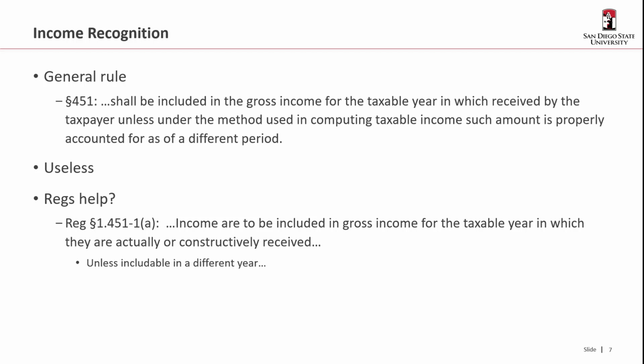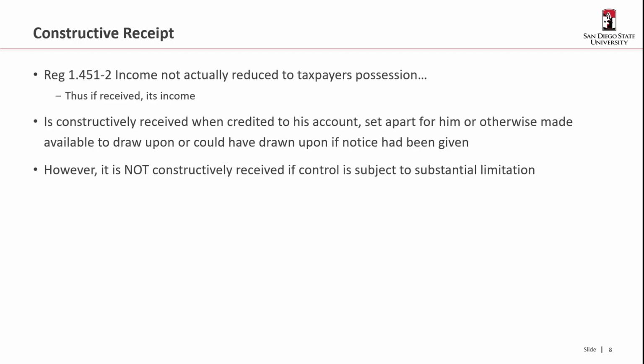So income should be included in gross income for the taxable year which is actually or constructively received. Again, unless includable in a different year. So maybe a little bit of help, but not really enough. But it does invoke this idea of constructive receipt. So under the regs under 451-2, you will have constructively received income when it's credited to your account, set apart for you, or otherwise made available to draw on, or you could have drawn upon it if notice had been given.